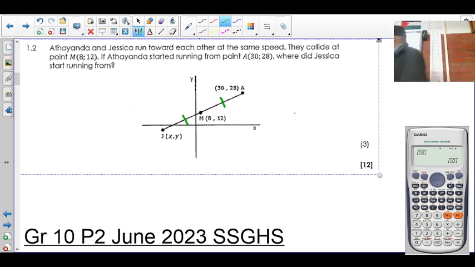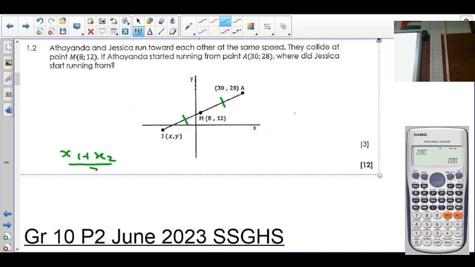Okay. So people here, we need to work on midpoint in reverse now. So we know that (x1 plus x2) over 2 is equal to x mid, and (y1 plus y2) over 2 is equal to y mid. Okay.